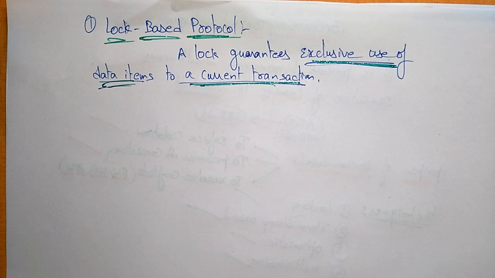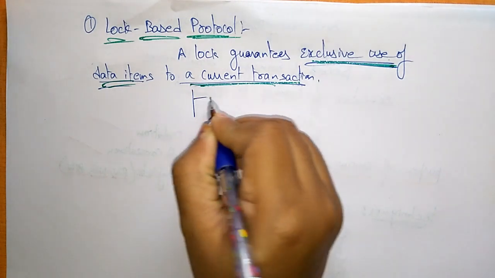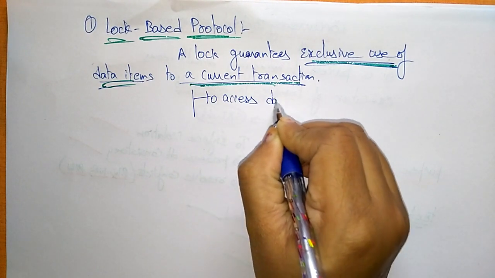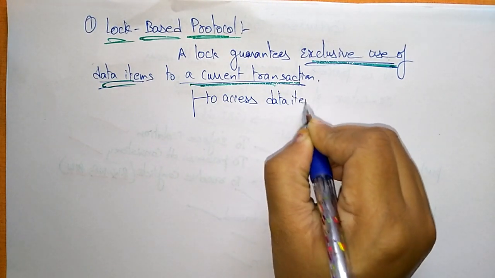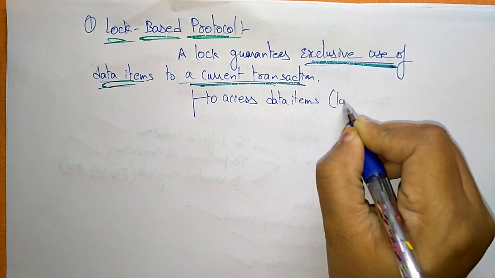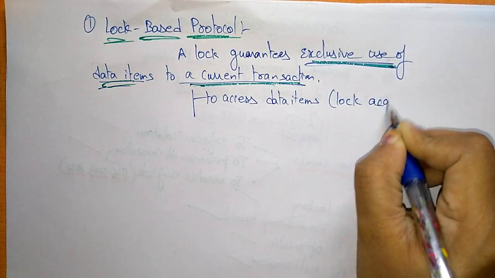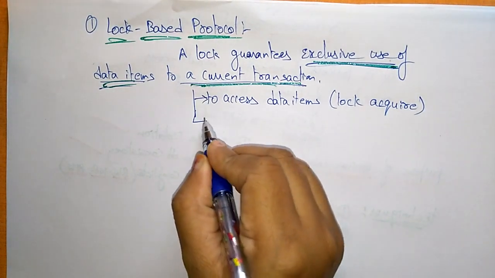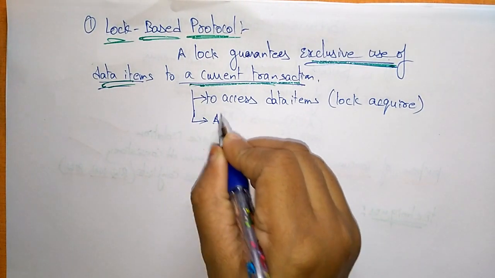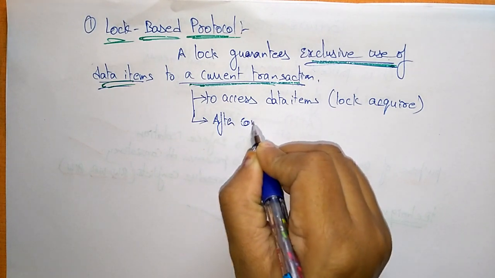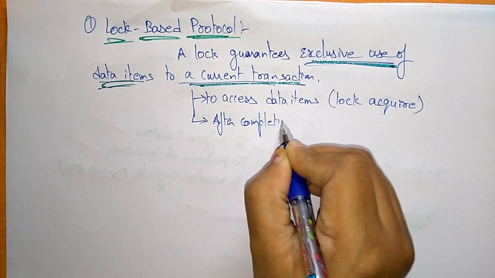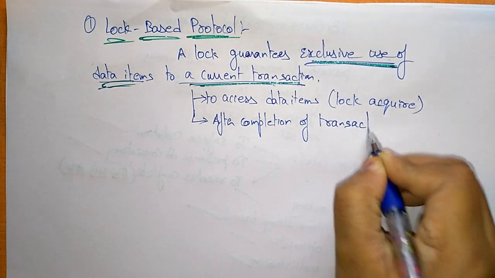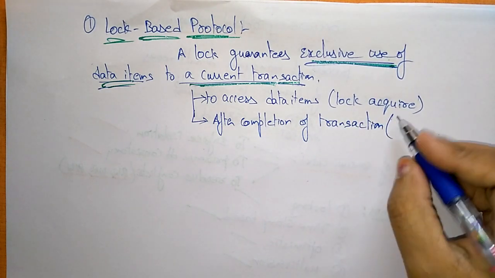So what it does: first it accesses data items by lock acquire. By lock acquire, it accesses the data items. Next, after completion of the transaction, it releases the lock.